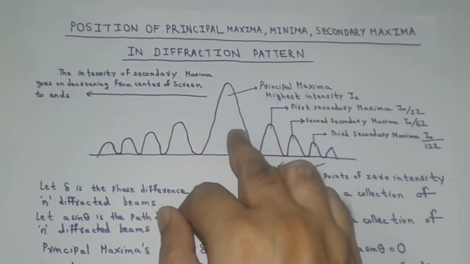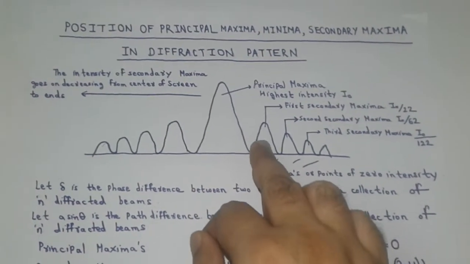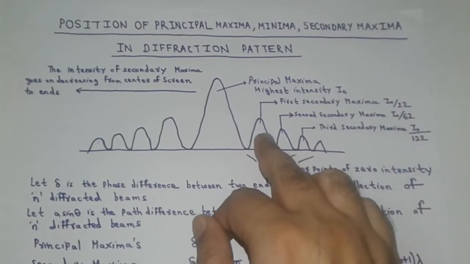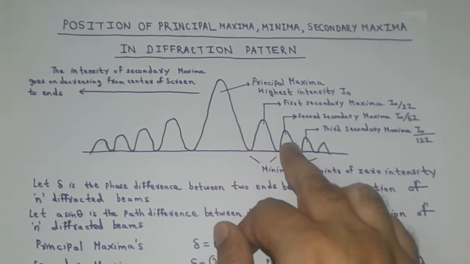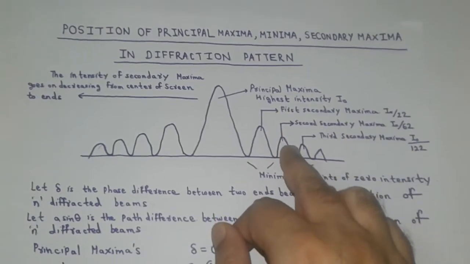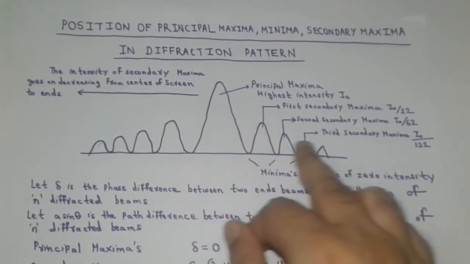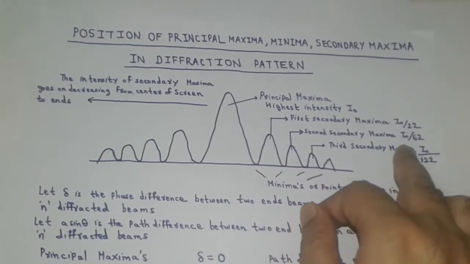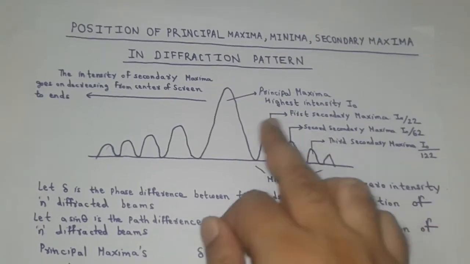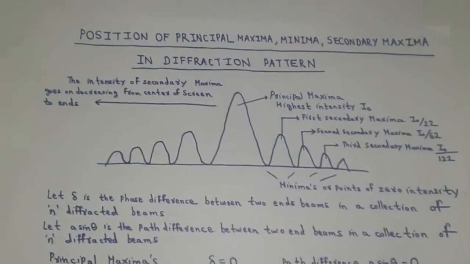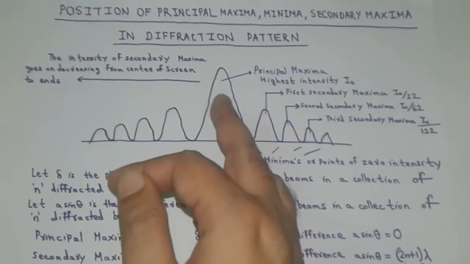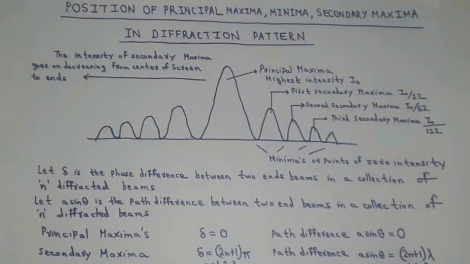If I0 is the intensity of principal maxima, then the intensity of the first secondary maxima is I0 by 22, which is 1 upon 22 times the intensity of principal maxima, and the intensity of the second secondary maxima is I0 by 62, which is 1 upon 62 times the intensity of principal maxima, and the intensity of the third secondary maxima is I0 upon 122, which is 1 upon 122 times the intensity of principal maxima. Hence, the intensity of secondary maxima goes on decreasing from the center of the screen towards the ends.